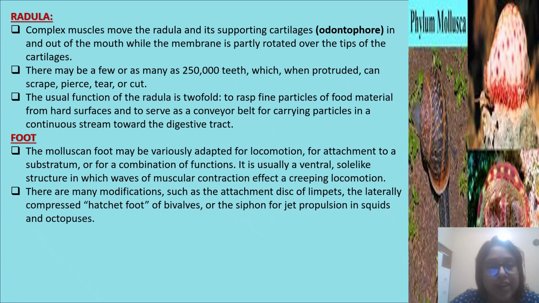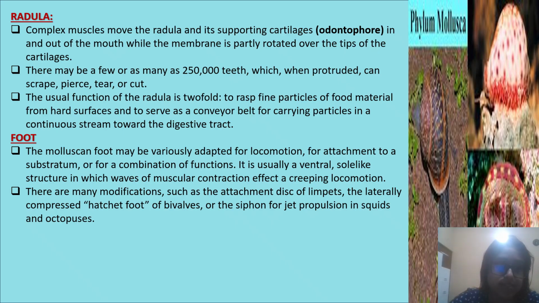Complex muscles move the radula and its supporting cartilage, called the odontophore, in and out of the mouth, while the membrane is partly rotated over the tips of the cartilages. There may be a few or as many as 2,50,000 teeth, which when protruded can scrape, pierce, tear or cut. The usual function of the radula is twofold: to brush fine particles of food material from hard surfaces and to serve as a conveyor belt for carrying particles in a continuous stream toward the digestive tract.